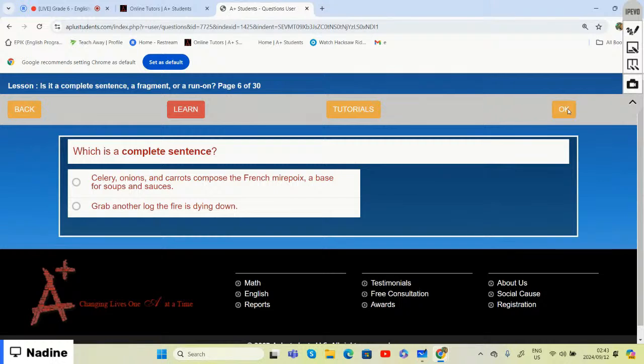Celery, onions, and carrots compose the French mirepoix, a base for soups and sauces. Or option two, grab another log, the fire is dying down. And if we were to choose the correct option, then we will say the completed sentence is option one.